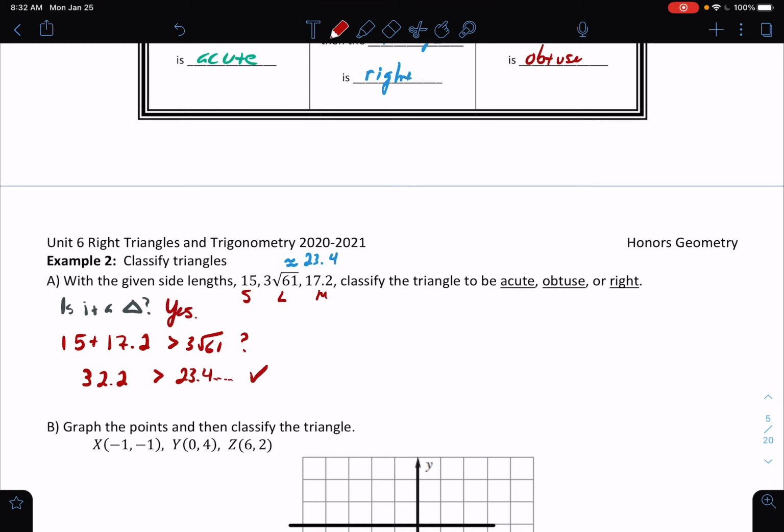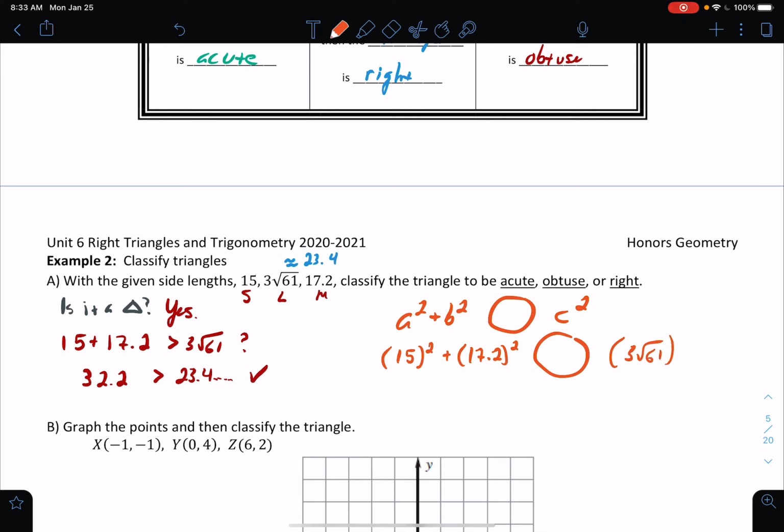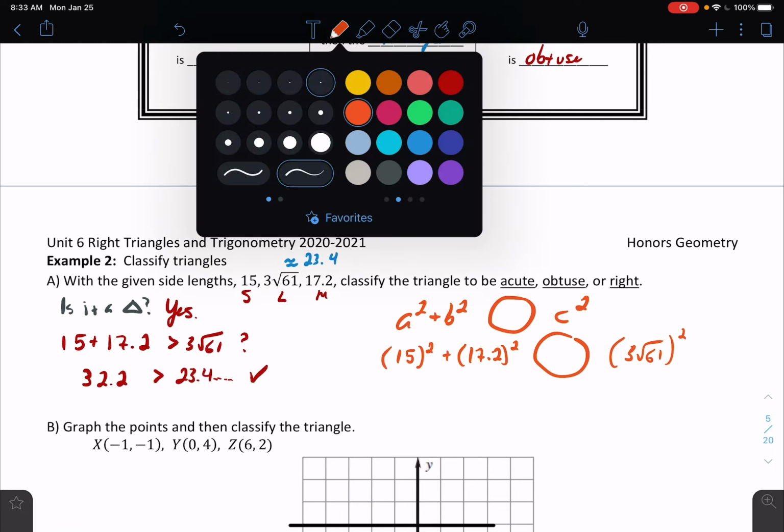Now that it's a triangle, we can see the relationship between a squared plus b squared and c squared. What can I fill into this opening: a less than, greater than, or equal to sign? a squared is the small side squared, so 15 squared plus the medium side, 17.2 squared, and we want to see its relationship with 3 square roots of 61 squared. Notice I've got parentheses around these. You have to be careful with those parentheses.